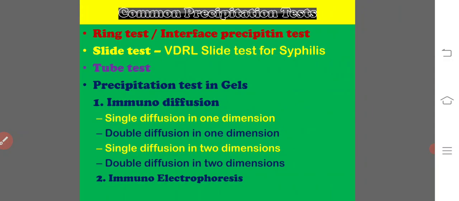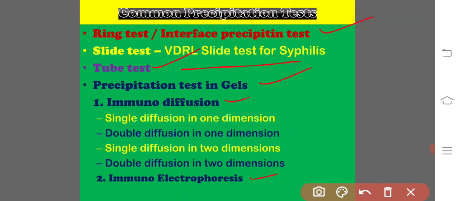The precipitation reaction is the basic principle in the assay techniques such as the single immunodiffusion, double immunodiffusion, radial immunodiffusion, immunoelectrophoresis, rocket immunodiffusion and the immunoblots like the western blots. And there are common precipitation tests, namely ring test or interface precipitation test, slide test, VDRL slide test for syphilis, tube test. Apart from that, precipitation test in gels, that is immunodiffusion and the immunoelectrophoresis.